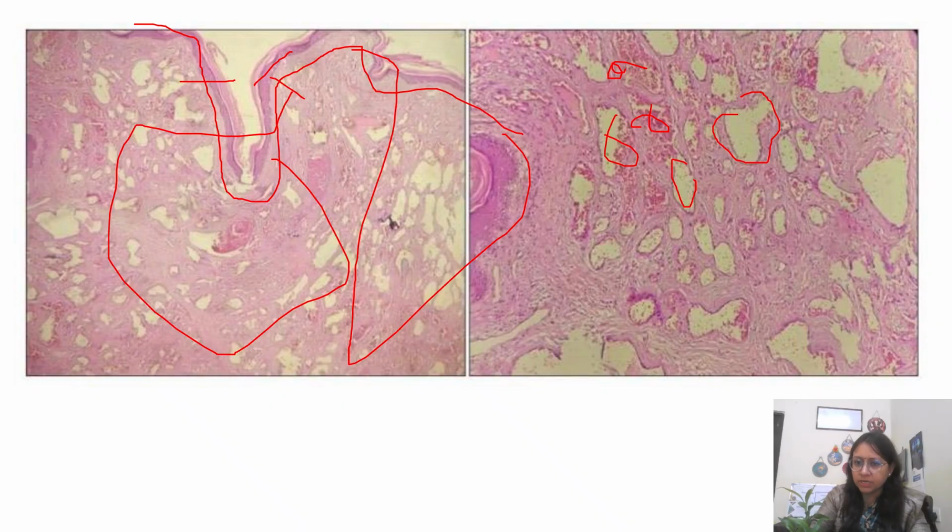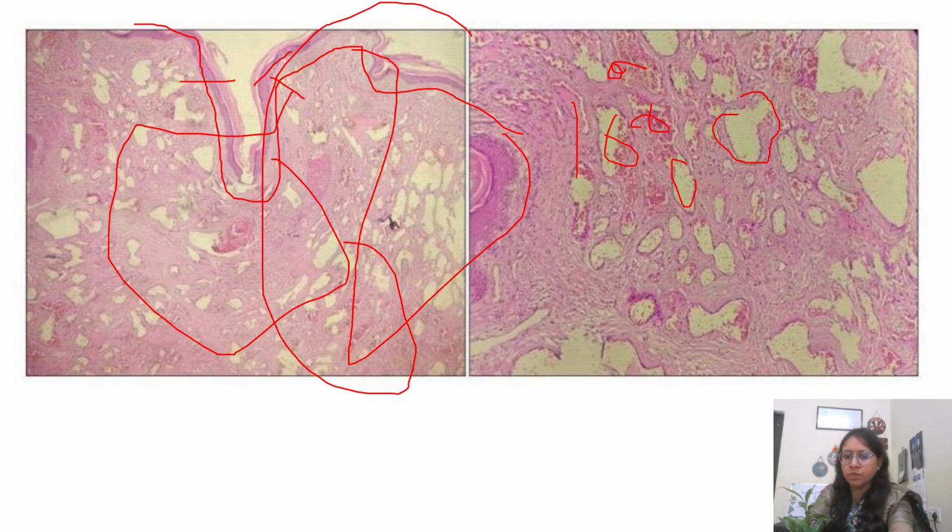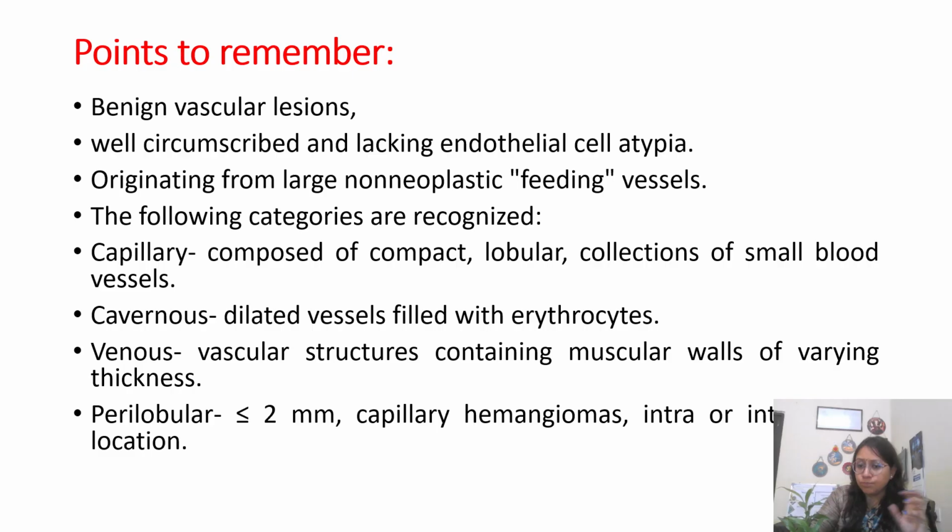That is what we mean when we say that capillaries are lined by these endothelial cells. Capillary hemangiomas are found in lobules, and these lobules are divided by the fibrocollagenous septae. What you have to remember is that this swelling can occur anywhere, but these are benign vascular swellings, well circumscribed, and they lack endothelial cell atypia. The capillaries were single lined, but the cells were very bland looking, so they did not have any kind of atypia.